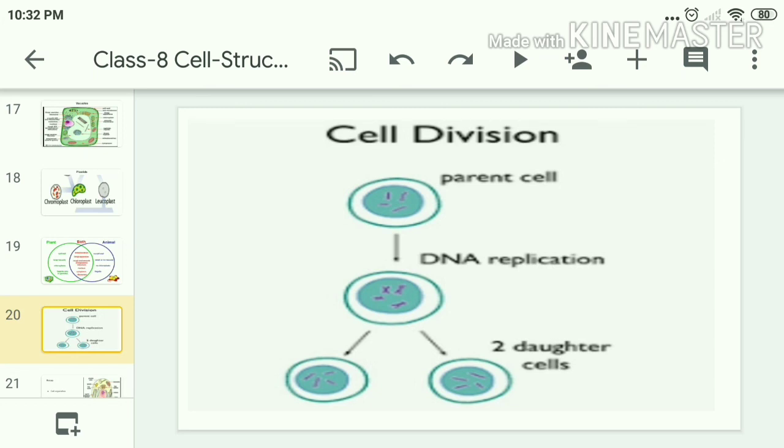The new cells grow to their full size and then divide again. Cell division is also necessary for the replacement of dead cells. Millions of cells in our body die every day. They are replaced every second. In detail, you will learn regarding cell division in higher classes.